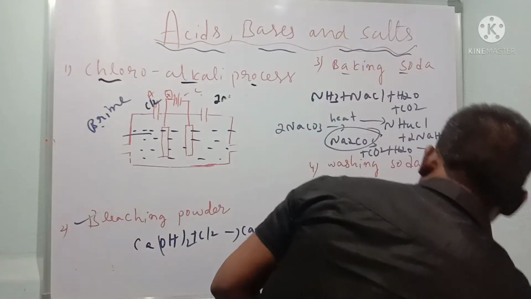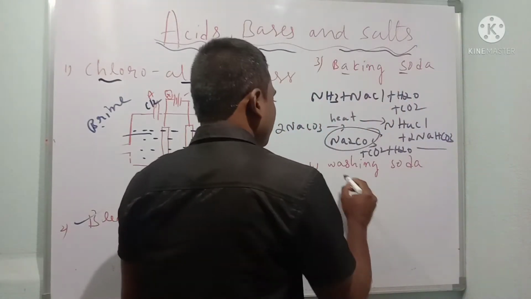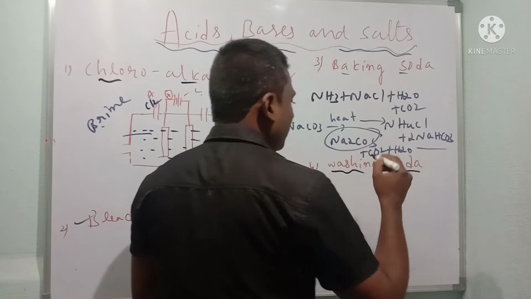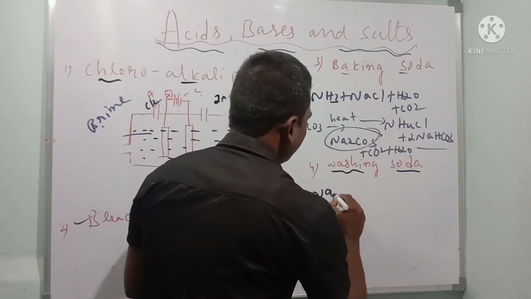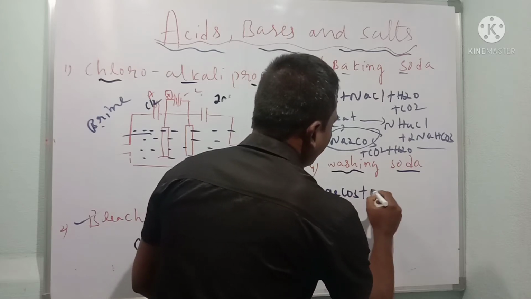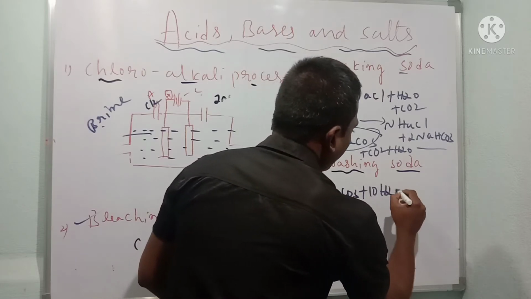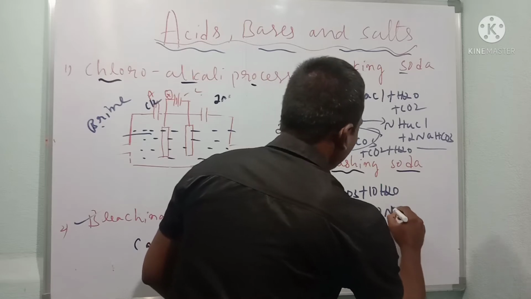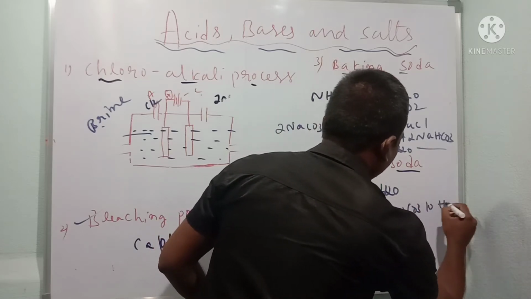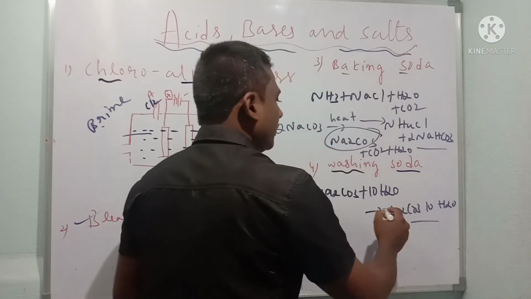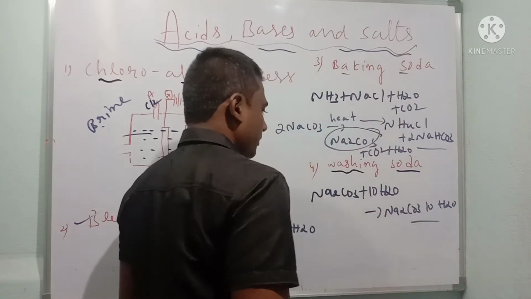So later on come to the last point, washing soda. Children, very easy, we use it for washing purposes. When I take sodium carbonate and mix it with decahydrate, it is going to form washing soda. So this is called crystallization of water.